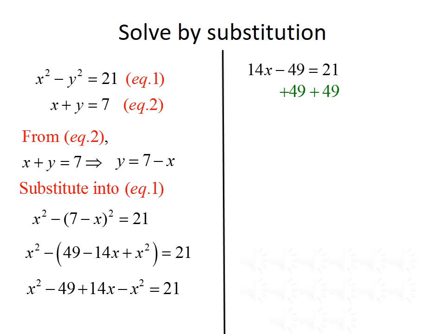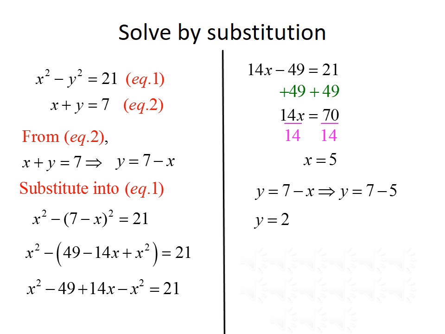We'll add 49 to each side of the equation, giving us 14x equals 70. Then we'll divide both sides of the equation by 14, giving us x equals 5. Now that we know that x is equal to 5, we can plug it into equation 2 to find out what y is. So from equation 2, we had y equals 7 minus x, which means y will equal 7 minus 5. So y equals 2, and that means that the solution to this system of equations is the ordered pair (5, 2).